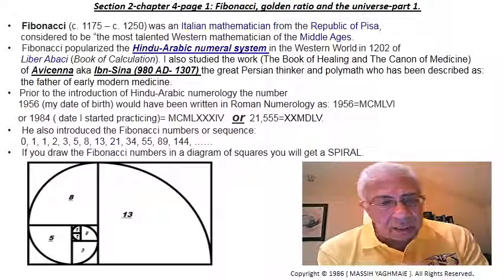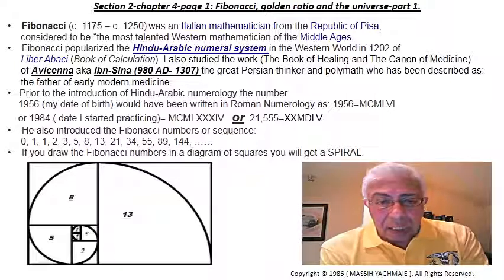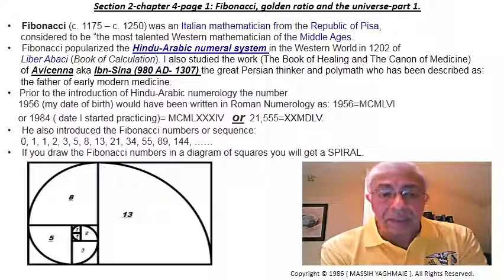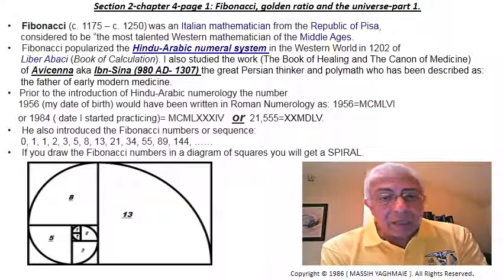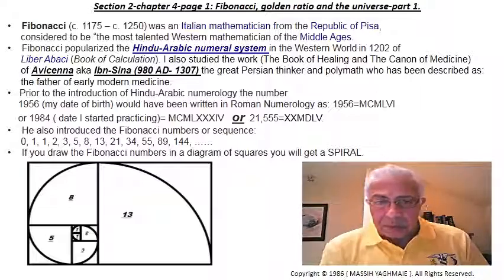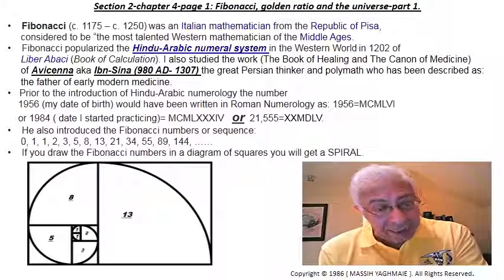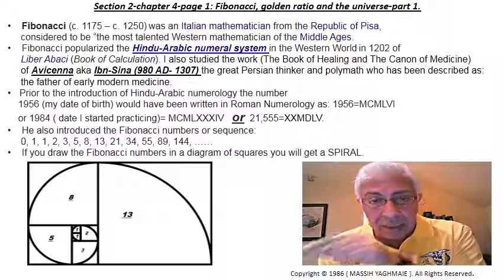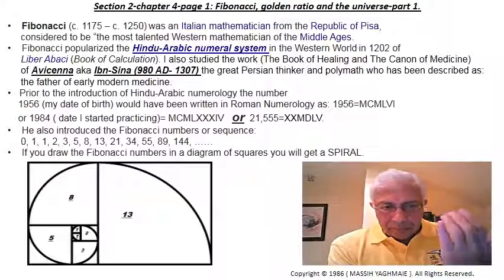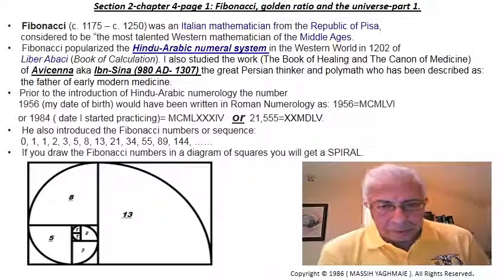I also studied with the ancient Persian science and polymath, the great Persian polymath called Avicenna or Ibn Sina, and he was talking about numerology as well. He lived from about 980 AD to 1037. So east and west were passing information to each other and learning from each other.